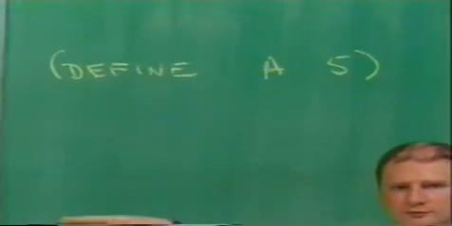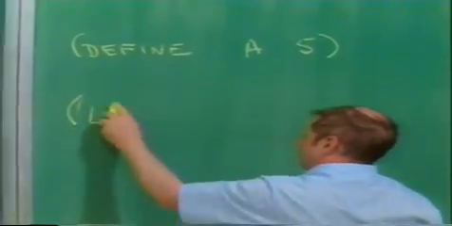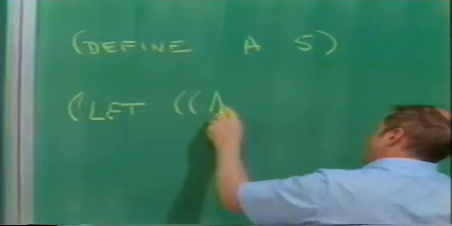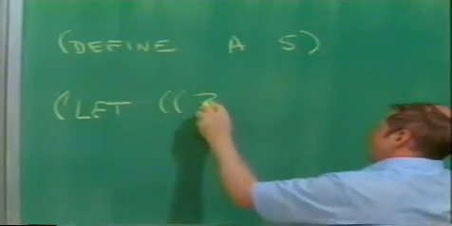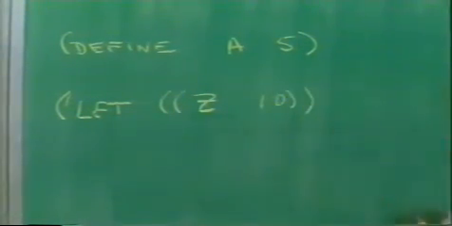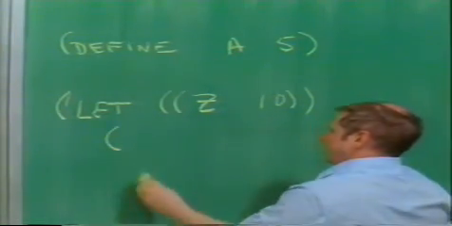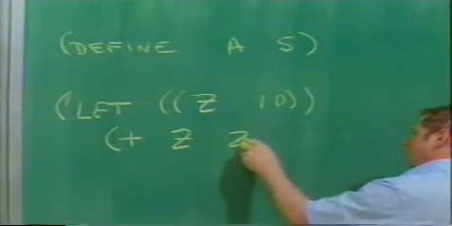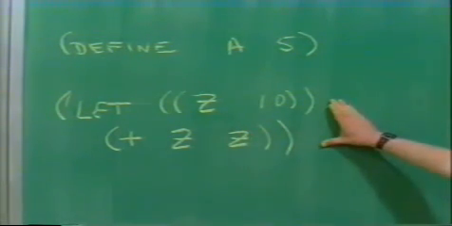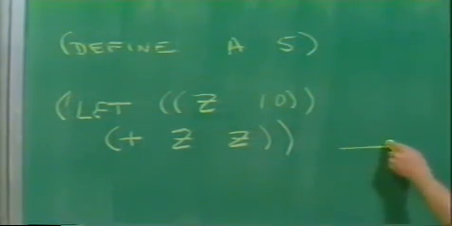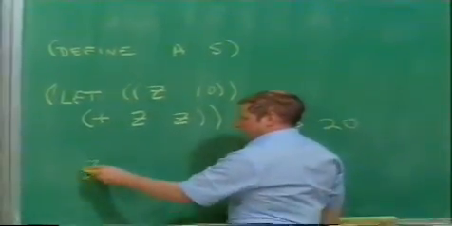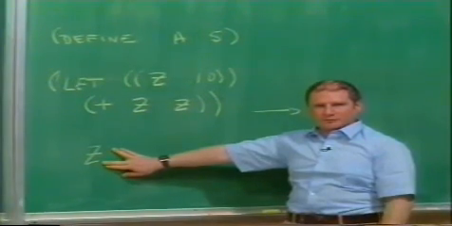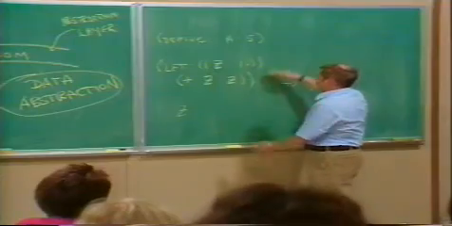Okay? Let is a way to set up a local context where there's a definition. So if I type something like saying let Z be 10, and within that context tell me what the sum of Z and Z is. If I typed in this expression to Lisp, this would put out 20. However, then if I said what's Z, the computer would say that's an unbound variable. So let is a way of setting up a context where you can make definitions.